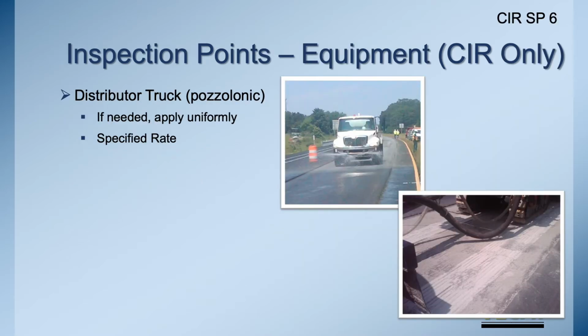So here we are. We're going to do some cold-in-place recycling because, again, here we're out on an existing project. We're taking that material that's in place, and we're going to actually pulverize it in place and pave it in place. So are we putting some type of cement, pozzolanic type material to aid in the overall process? If so, we need to make sure it's uniformly applied.